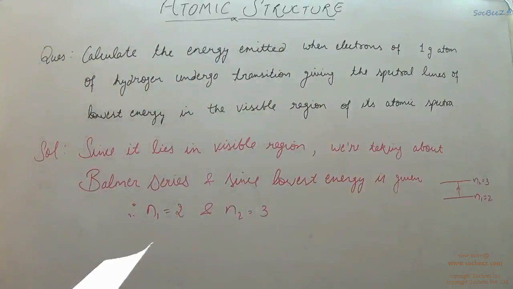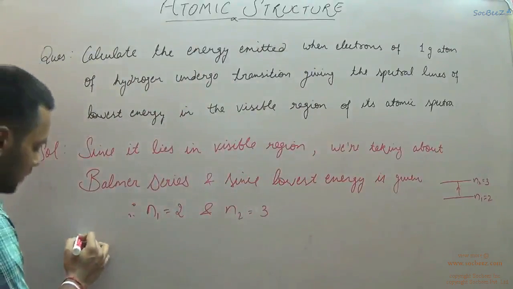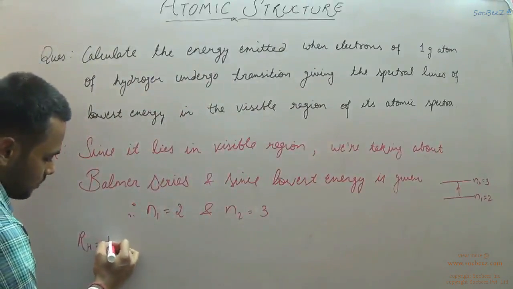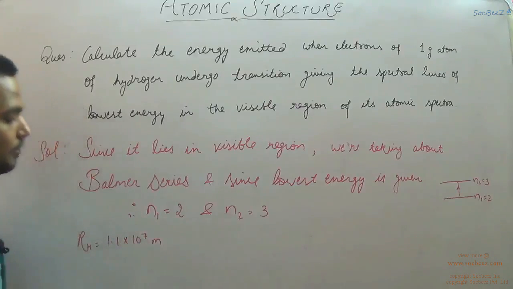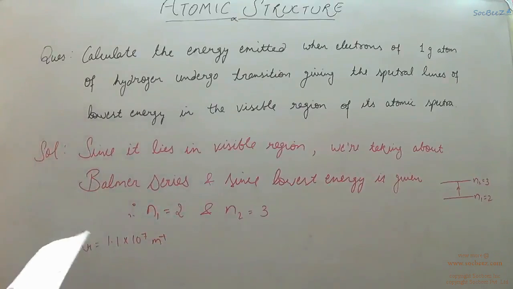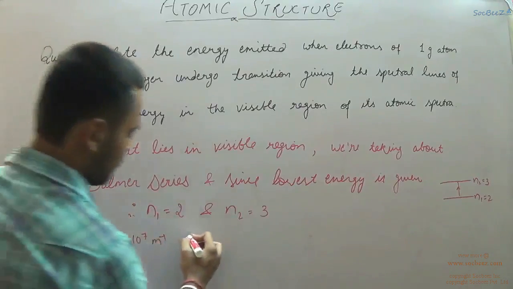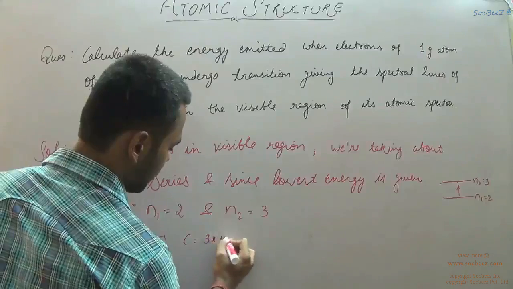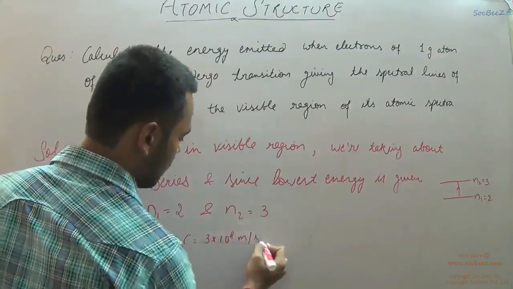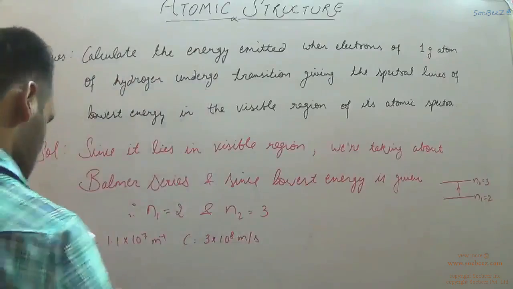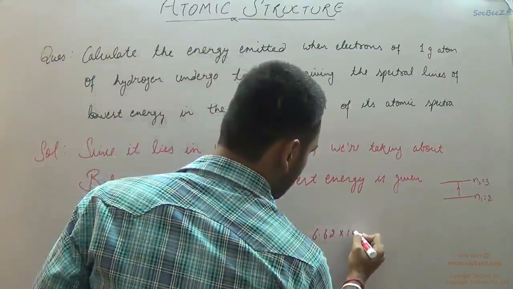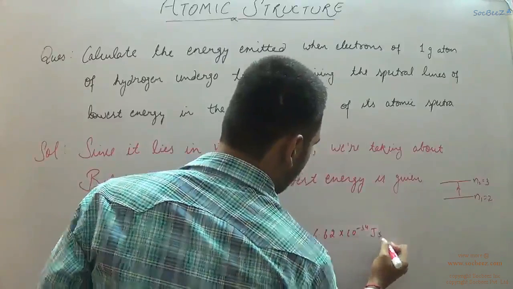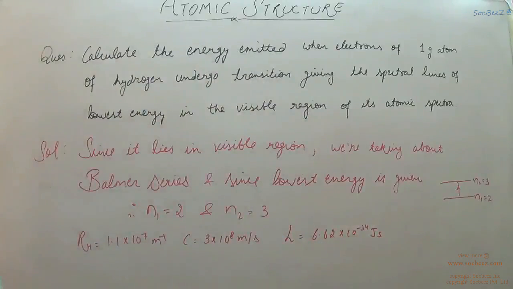Here, we are going to take the value of Rydberg's constant as 1.1 into 10 raised to the power 7 per meter, the value of speed of light as 3 into 10 raised to the power 8 meter per second, and also Planck's constant h, which is given as 6.62 into 10 raised to the power minus 34 joule second.